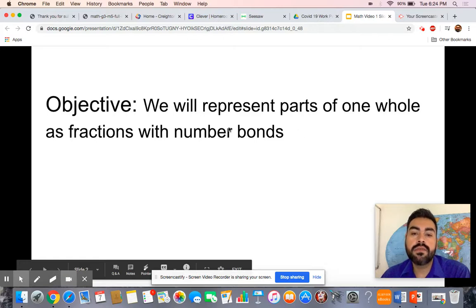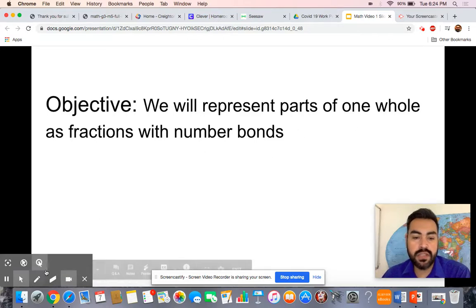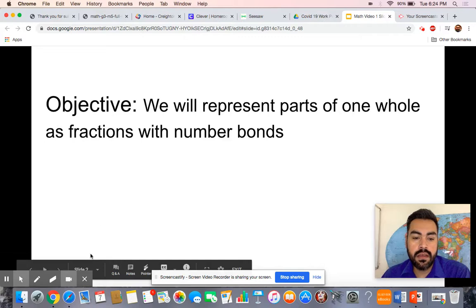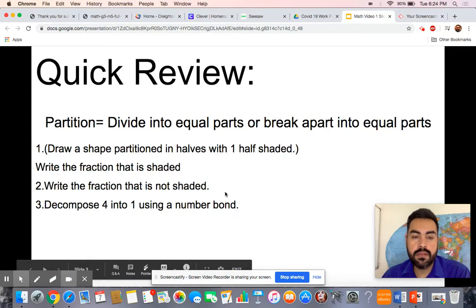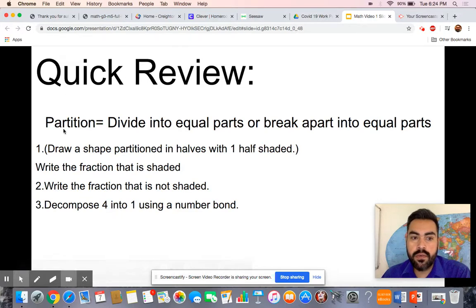So objective. We'll represent parts of one whole as fractions with number bonds. So before we go on, let's just do a quick review. So remember, when you're reading in a test or an assignment or anything, you see the word partition. Remember, that means to divide into equal parts, or you take an object and you break it up into equal parts. Let's stick with equal parts because fractions are splitting objects into equal parts.